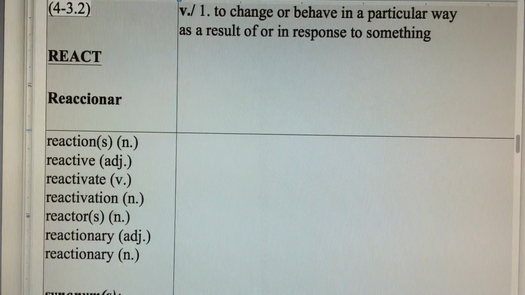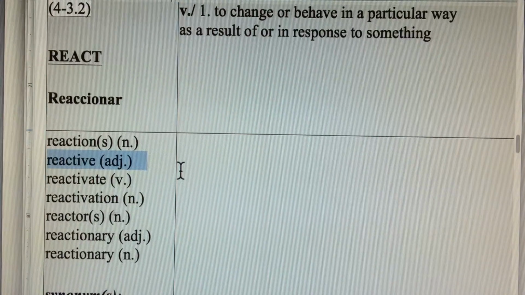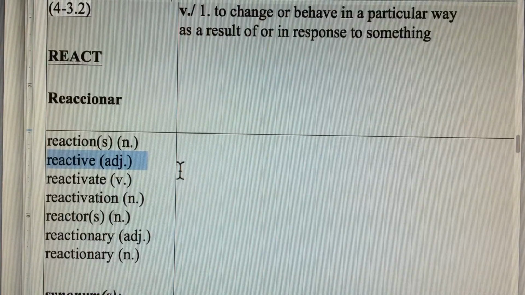You can also use the word reactive, the adjective form, to describe his silence. So we can say when Elie's father was beaten, Elie had a reactive silence. Reactive silence.